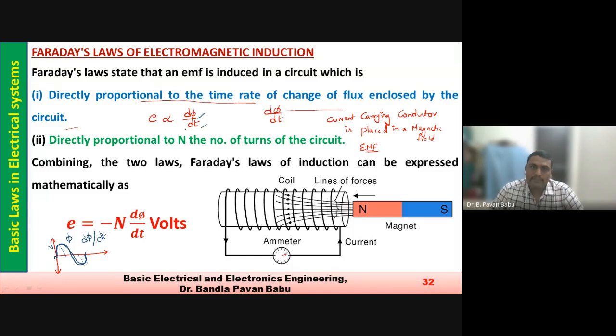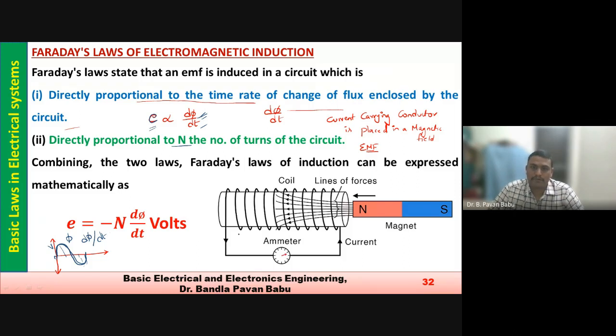This happens only in the AC, or the alternating component, and it is proportional to EMF. Based on this variation of flux, the EMF is induced. And another parameter we need to consider is the number of turns. It depends upon the number of turns you are providing.